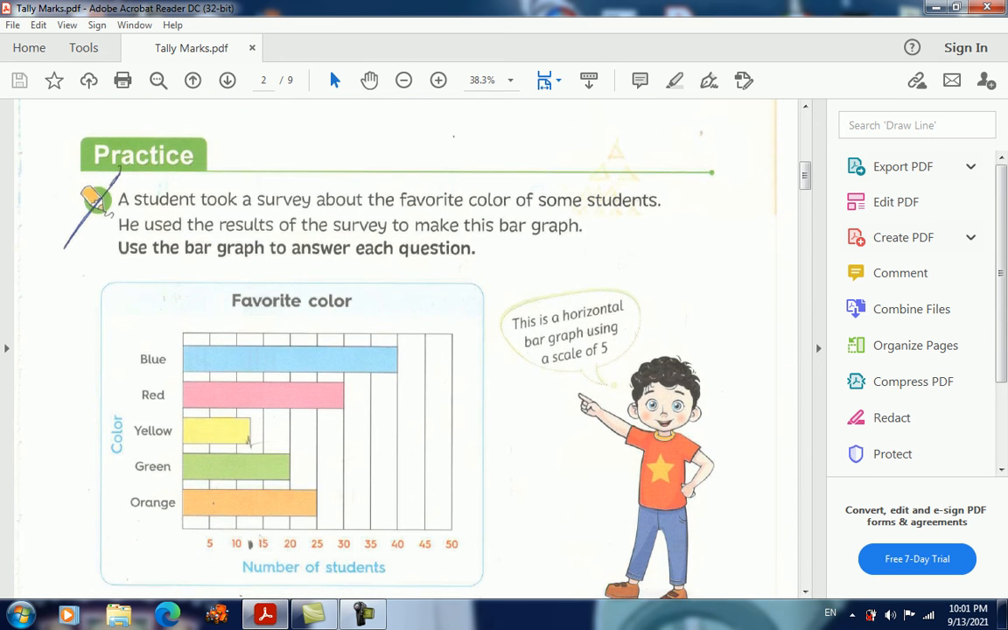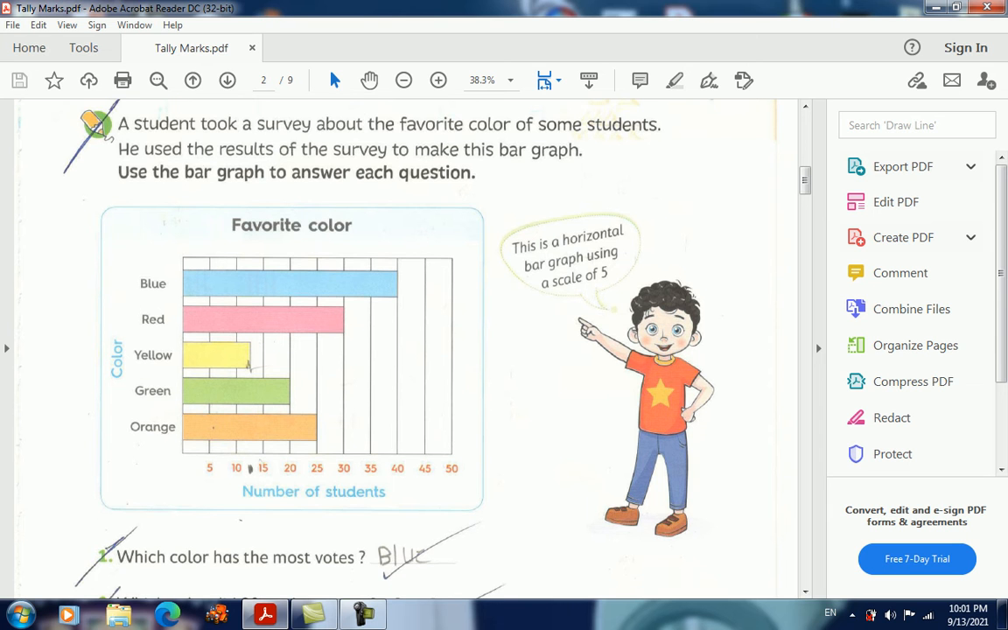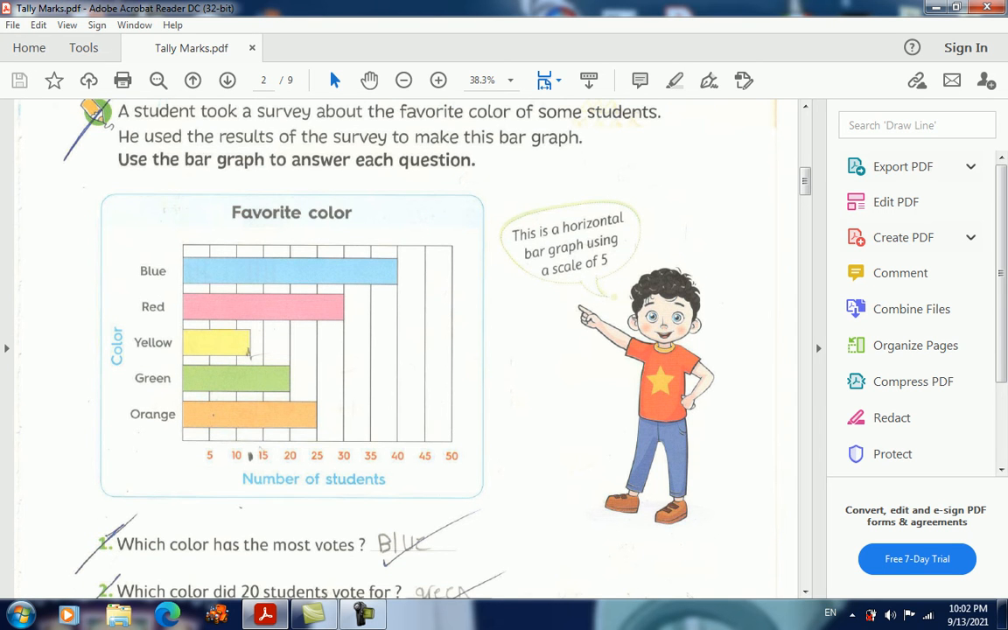Now for the practice. A student took a survey about the favorite color of some students. He used the results of the survey to make this bar graph. Use the bar graph to answer each question. This little guy is telling us this is a vertical bar graph using a scale of 5, so he's giving us a hint. It has vertical bars and the scale is 5. The title is favorite color. We have the colors blue, red, yellow, green, orange, and the number of students: 5, 10, 15, and so on till we get to 50.